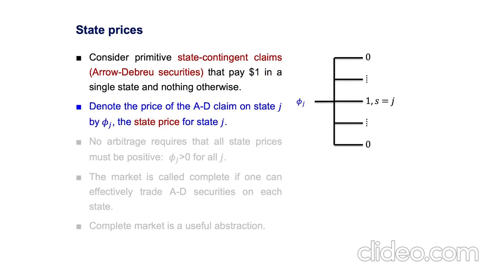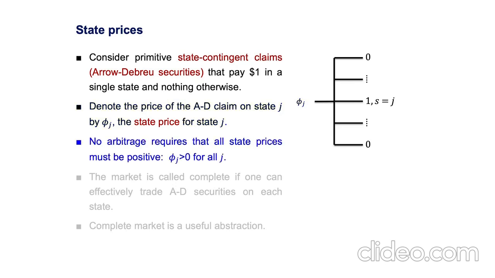We will denote the price of the Arrow-Debreu claim on state j by phi j. Phi j is also called the state price for state j. State price turns out to be a very useful concept in our valuation analysis, as we will see throughout this course.